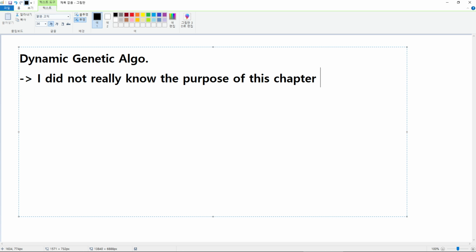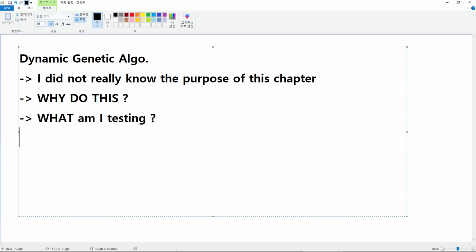Why am I doing this? Why do this? What am I testing? Like, does it work? Does it not work? And if I feel that it works, if I think it works, what do I mean by it works? What am I looking for? What am I assessing? On that, I still don't know exactly.